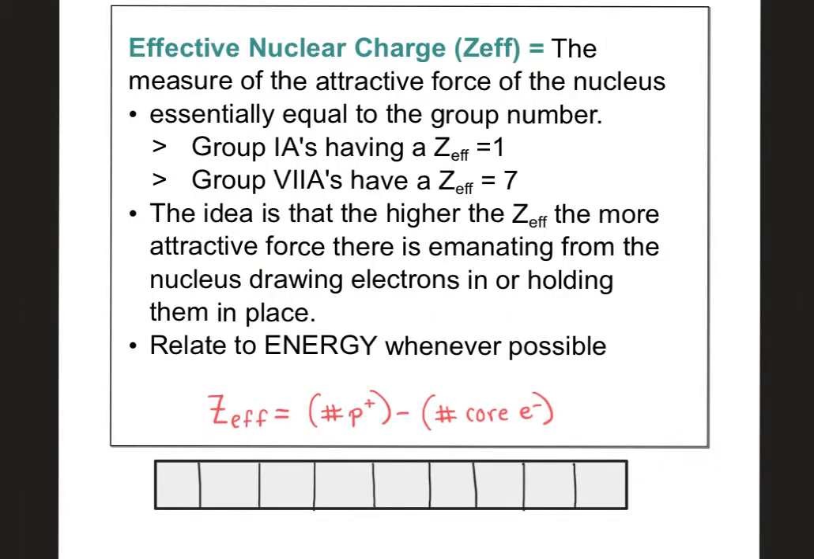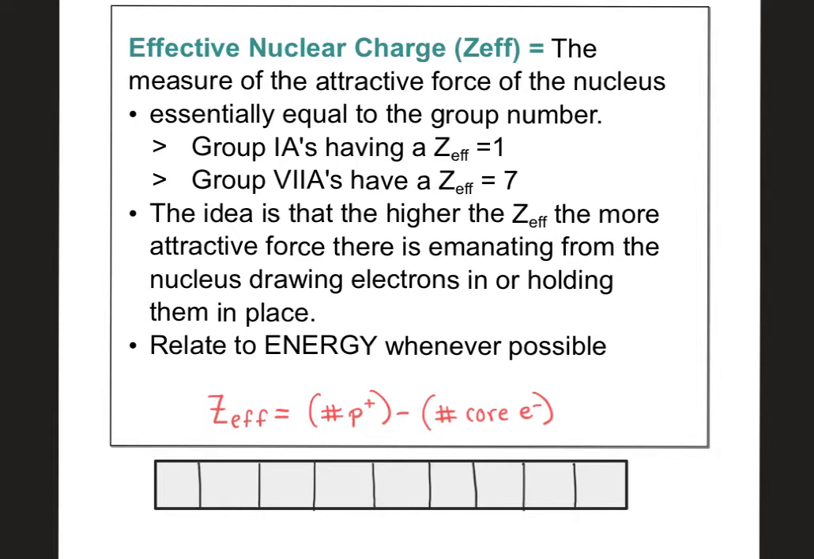All right, here's a new concept that's very important. It's called effective nuclear charge, and we use ZEFF, Z-E-F-F, as the abbreviation. What it is, it's the measure of the attractive force of the nucleus. And so the reality is, I have an atom, and you can picture the old school Bohr model with the rings of electrons around it. But that nucleus has a level of attraction that the electrons can feel.